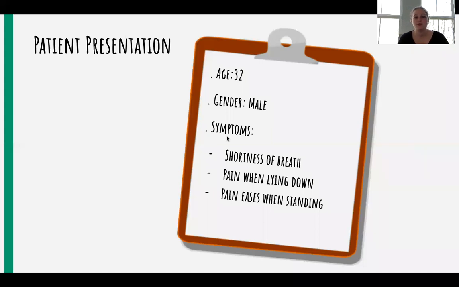This patient came into the hospital. He was a 32-year-old male and he was complaining of shortness of breath or dyspnea and pain in his left shoulder when lying down. This pain eased when he stood.